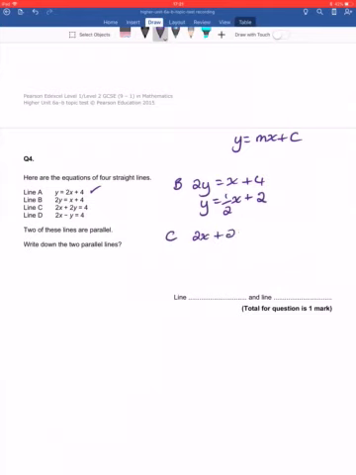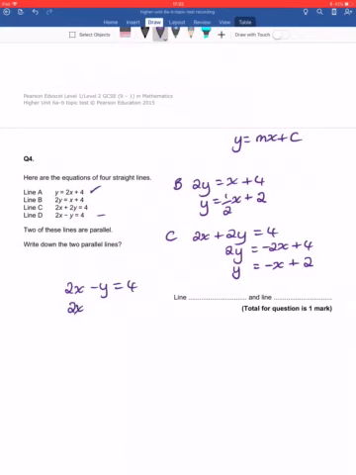Then, if I look at c, I've got 2x plus 2y equals 4. I want all the y's on one side first, so minus 2x plus 4. And then I only want y, so I divide through by 2, and I get minus x plus 2. Okay, dividing by 2. And then lastly, of d, I've got 2x minus y equals 4. If I take the y to the other side, and then if I take 4 off, I get y. So I can rewrite that as y equals 2x minus 4.